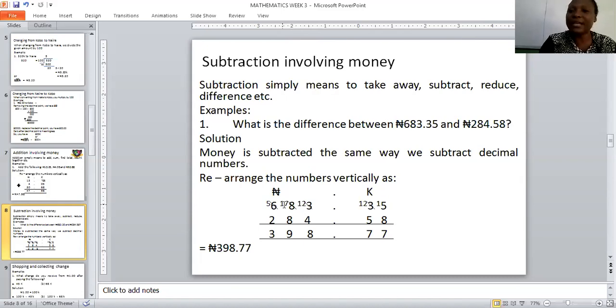Remember, we are having 7 here. 7 take away 8 is not possible. I will come to 5, borrow 1 from 5, take it to 7, it becomes 17. 17 take away 8 will give me 9. And I'm having 5 left here. 5 take away 2 will give me 3. So the answer is 398 naira, 77 kobo. Let's quickly look at another example.